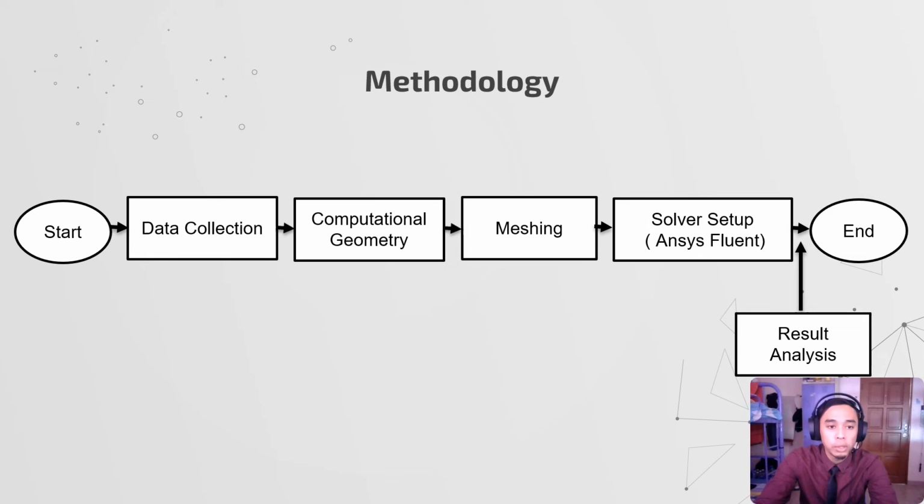As we can see in this slide, I present the flowchart of the simulations, how to get the data. The first one, data collection, is the first step of the project. For example, it's about identifying the problems and identifying the design of the project. Then the next one is computational geometry.